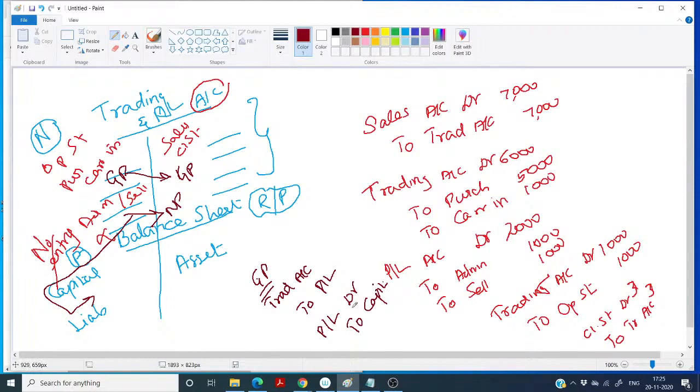I think you now understand the way of passing the entries for closing the books of account. From the trial balance, we are going to prepare the trading and P&L account as well as the balance sheet. All the nominal accounts are transferable to the trading and P&L account, and then the balance in the trading account is named either gross profit or gross loss, transferable to the P&L account. The entry will usually be, in the case of gross profit, trading account to P&L account, or vice versa: profit and loss account debit to trading account in the case of gross loss.